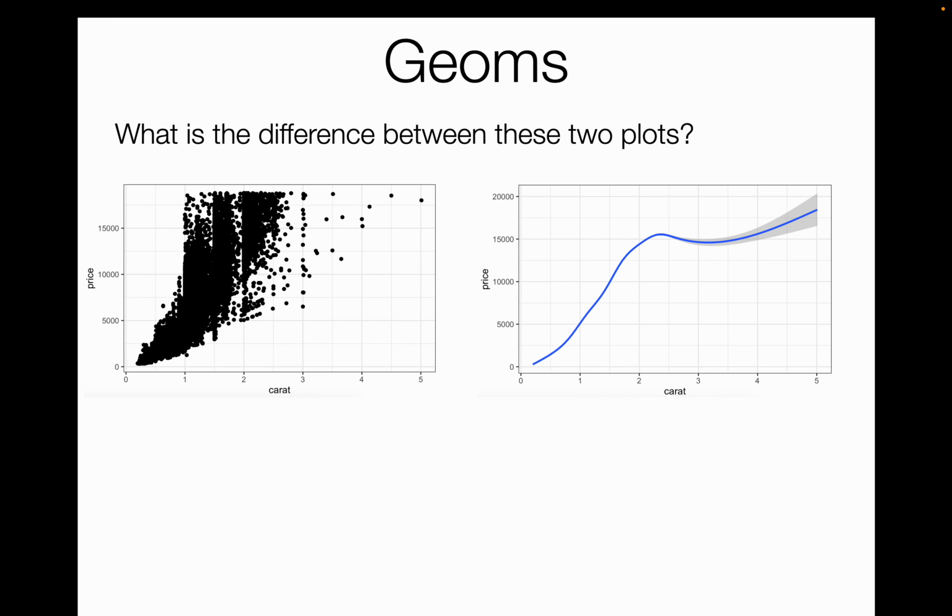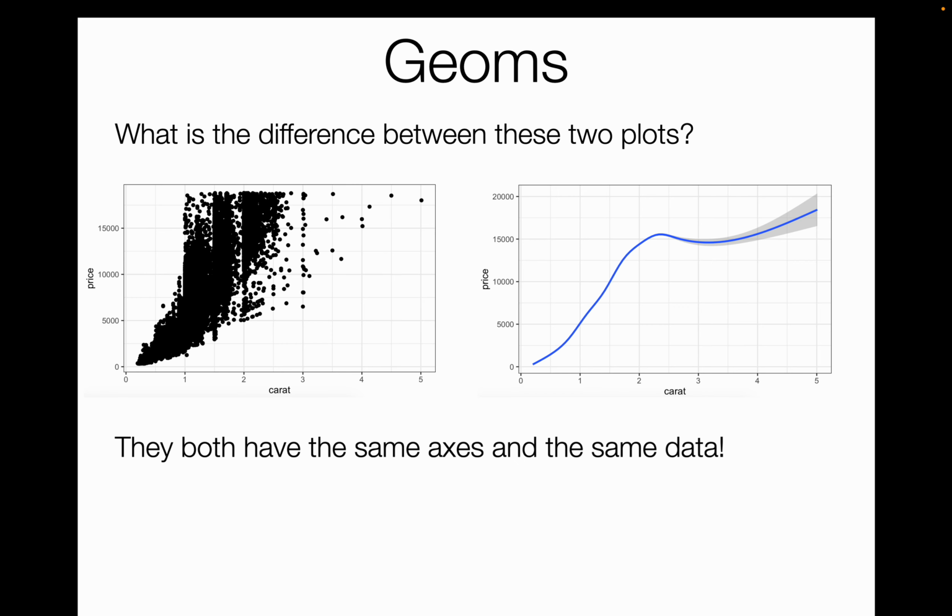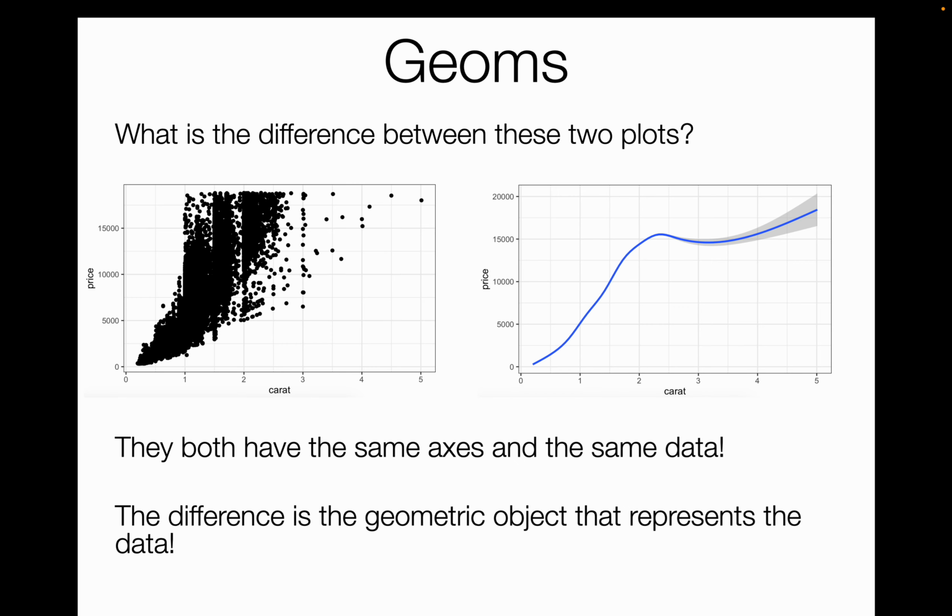And so here, I have another question for you. What's the difference between these two plots? They both involve carat and price, but they're different. I have the same x and y axis, but one's a point, one's a scatter plot, and one's a, well, whatever that is. And the difference is the geometric object that represents the data.